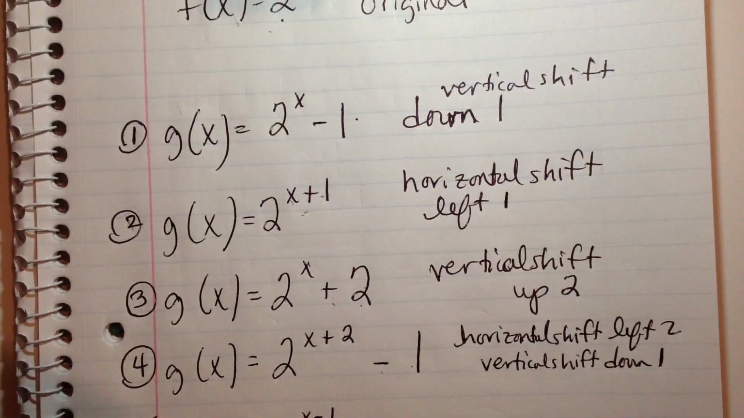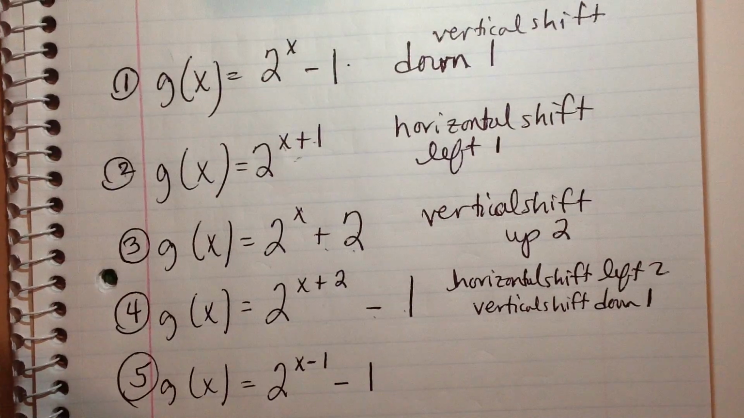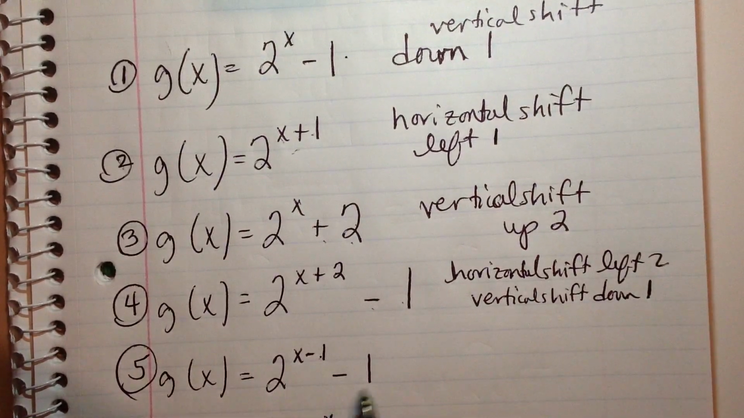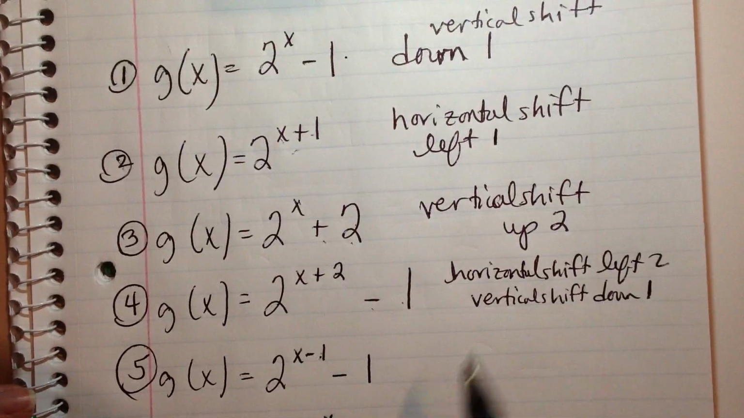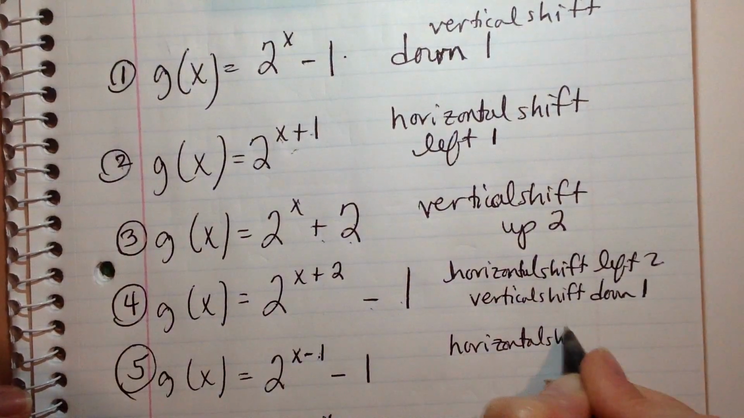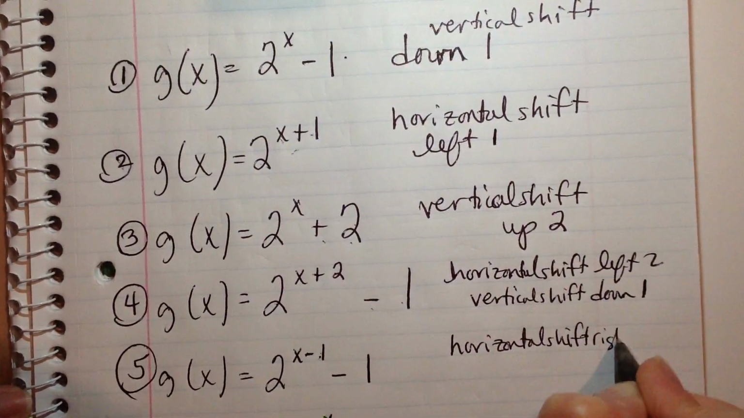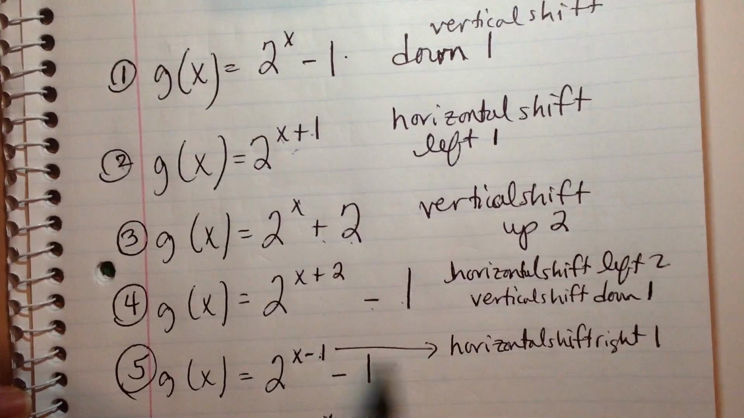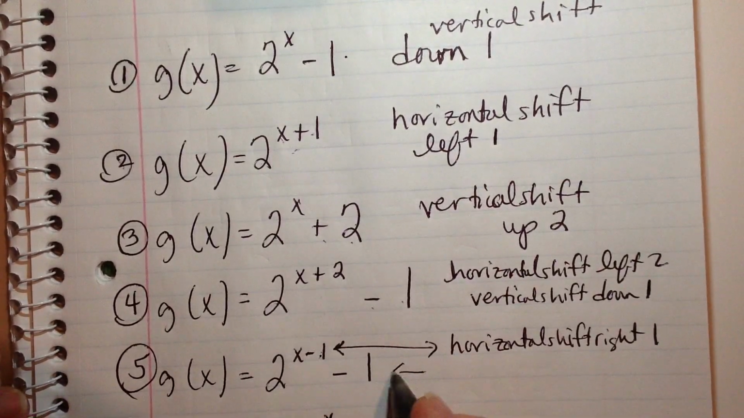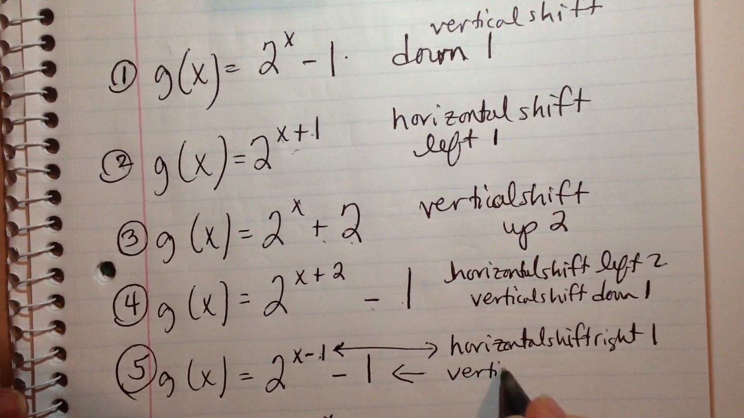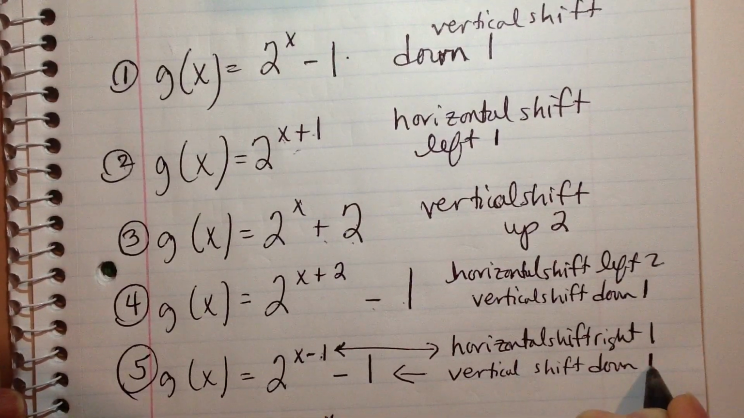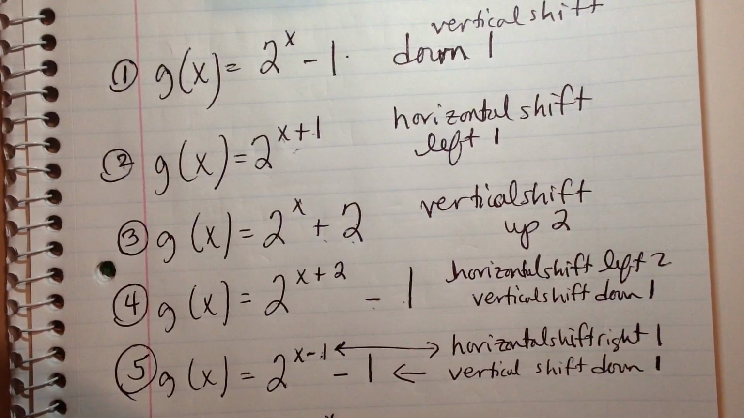We would move every point to the left 2, horizontal shift to the left 2, and down 1. Okay? Number 5, very similar to number 4. I see we're subtracting 1 in the exponent and subtracting 1 at the back. So this minus 1 in the exponent is a horizontal shift to the right 1. And then this minus 1 at the back is a vertical shift down 1.